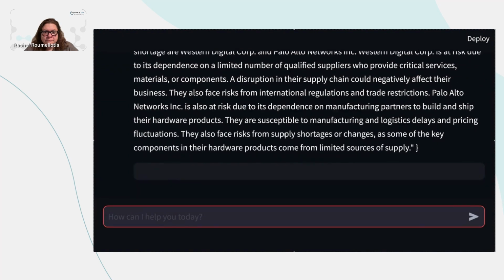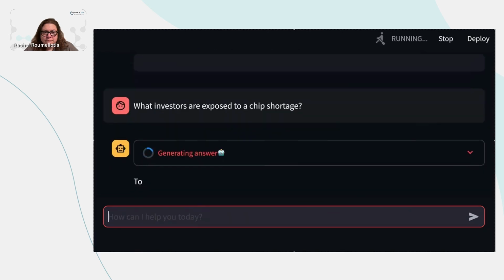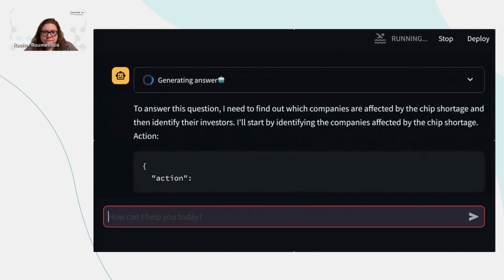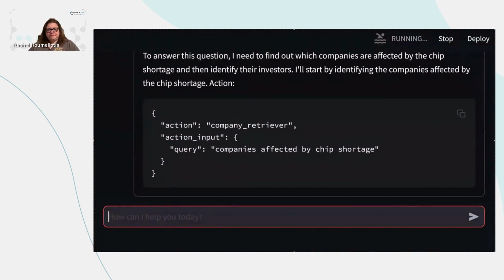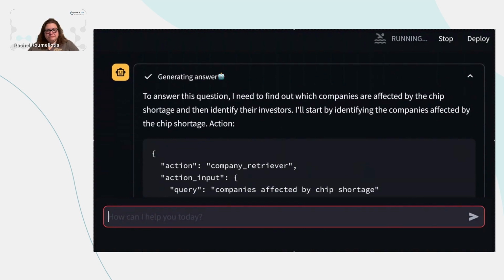Okay, great. Now we'll do the same thing again. Can we combine this, query about risk all the way to the investors? Let's try that. So not companies, but what investors are exposed to a chip shortage? Okay, and let's take a look at the reasoning here for a second. So to answer this question, find companies affected by the chip shortage, and then identify their investors.